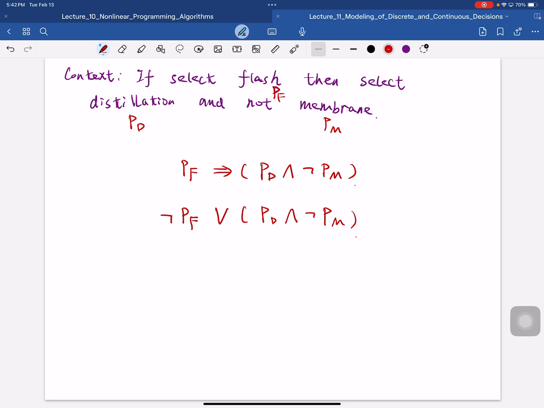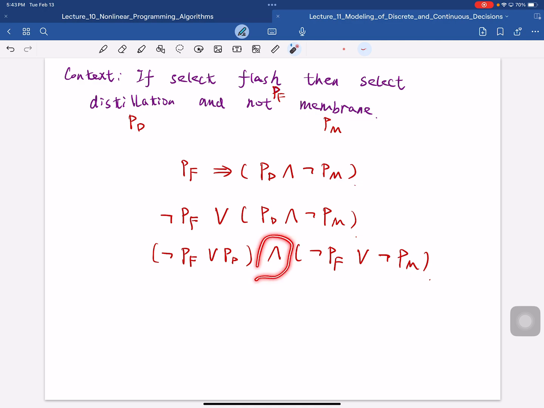Now we are still not in a CNF form, because the and is within the parentheses. We want to move the and outside. Then you can apply the distribution of or over and. That will be (not PF or PD) and (not PF or not PM). Now we are done. This is a CNF form already. The and is outside the parentheses, and within the parentheses you only have or.